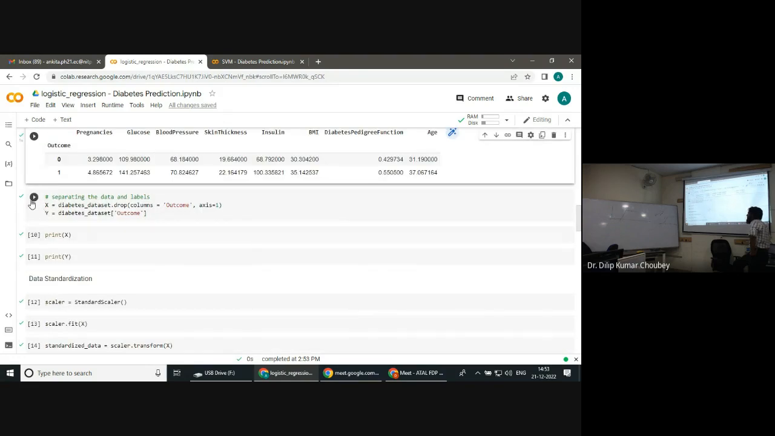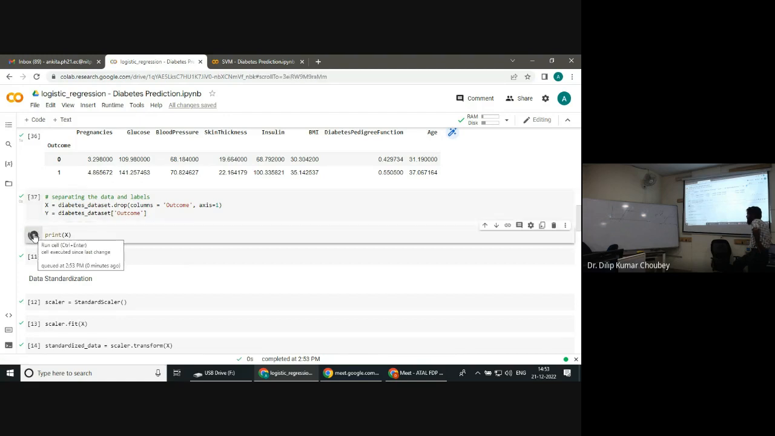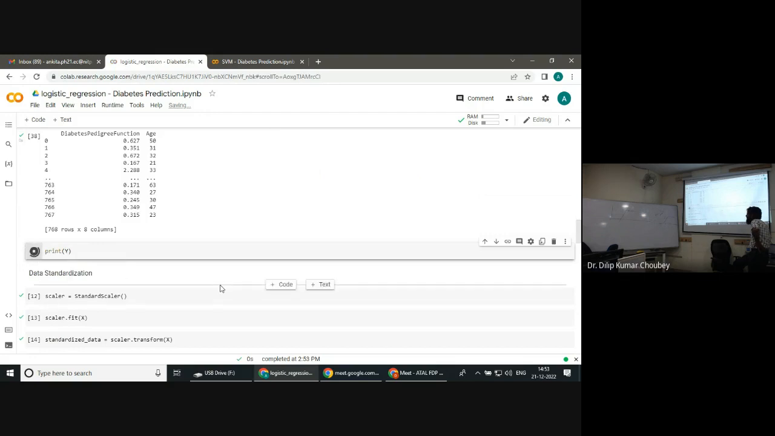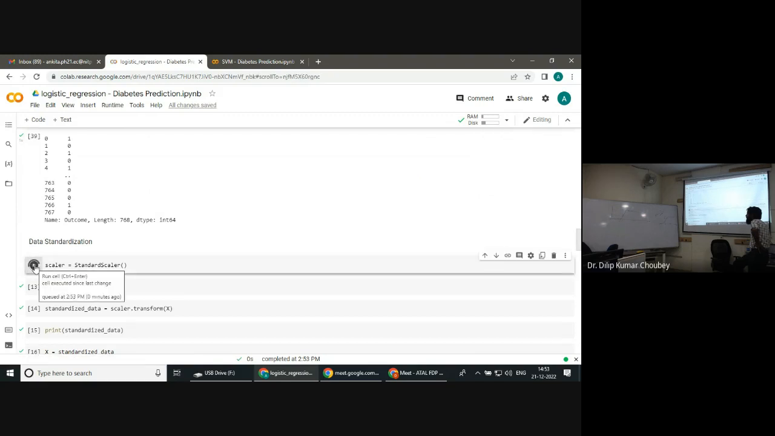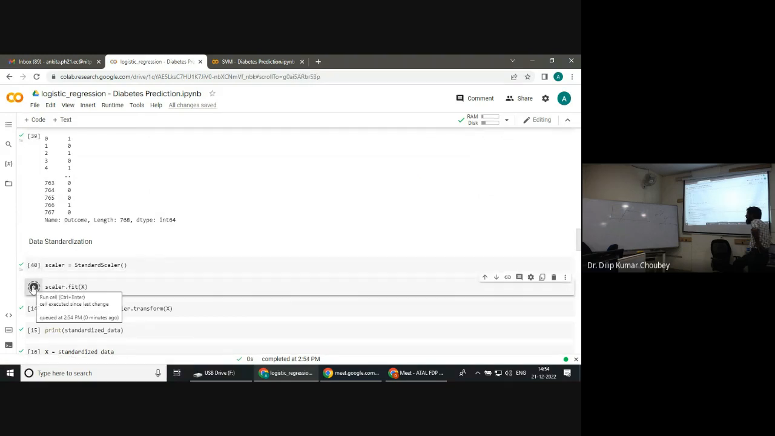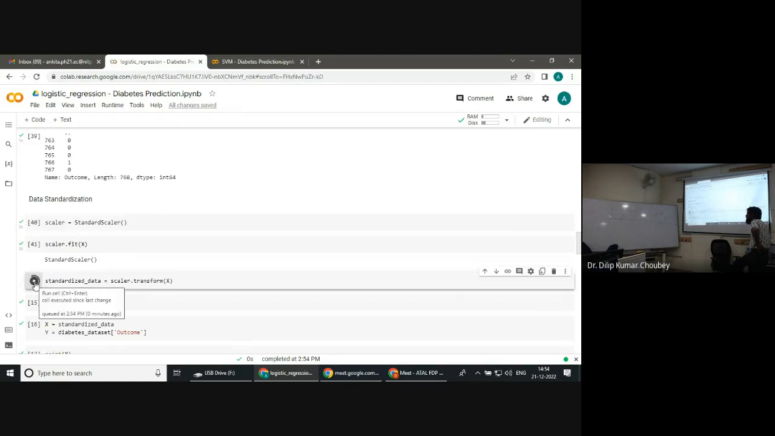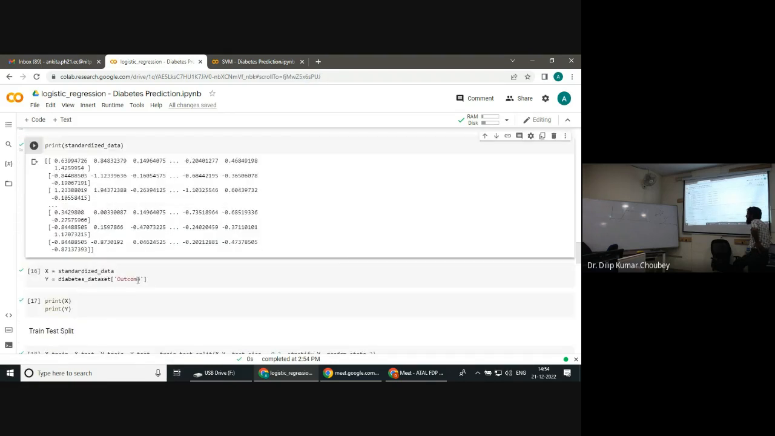Finally, we separate the data into x and y axes, where the x axis is not a single dimension; it's 8 dimensions, and then we print X, print Y. Then we do Gaussianization, which is data standardization. We do a transformation so that each column of this matrix becomes Gaussian in nature with a zero mean and unit variance. And this is how it looks after that.